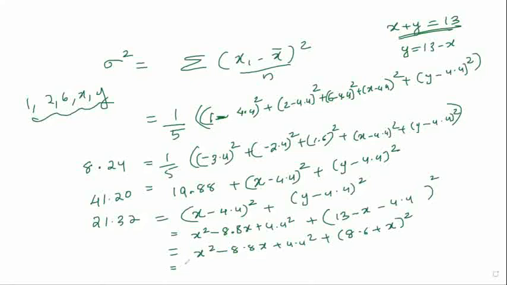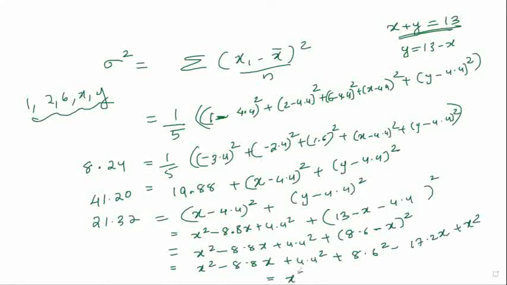No, this is minus itself, because 13 minus 4.4 is 8.6. So 8.6 minus x the whole square. So x square minus 8.8x plus 4.4 square plus 8.6 square minus double of 8.6, 17.2x, plus x square.